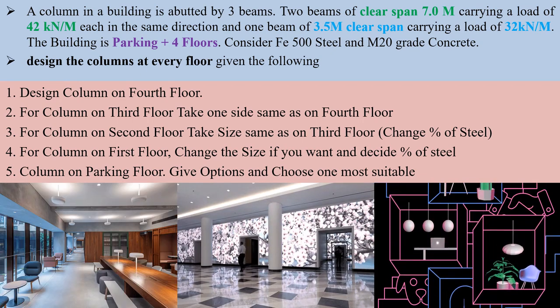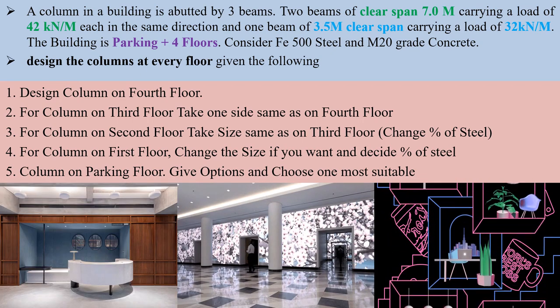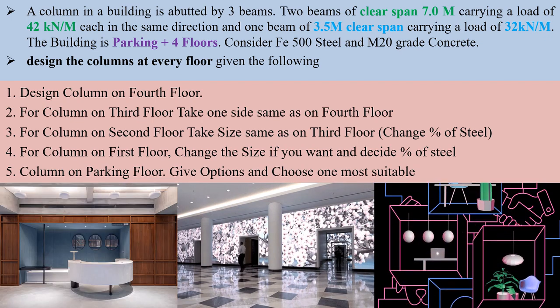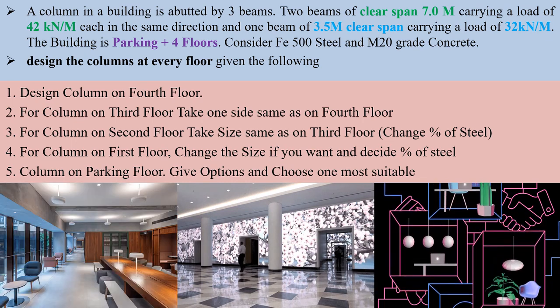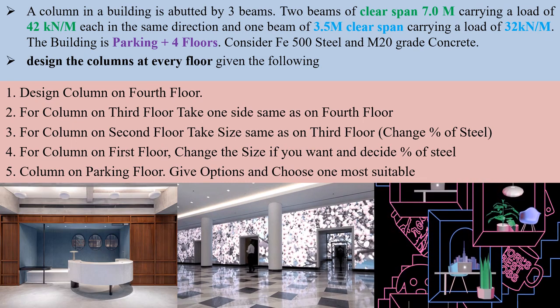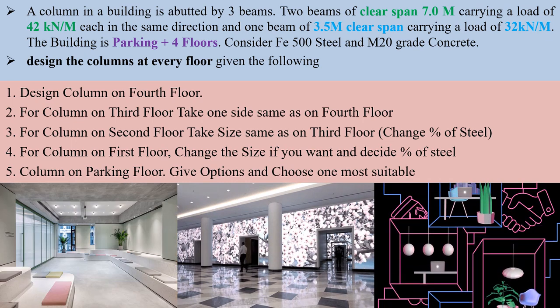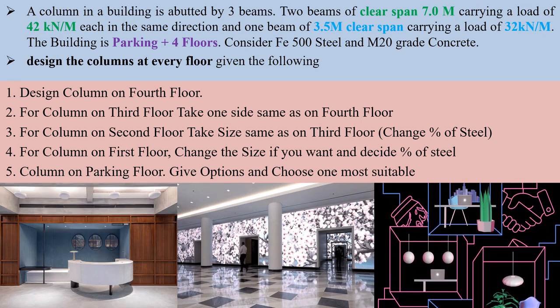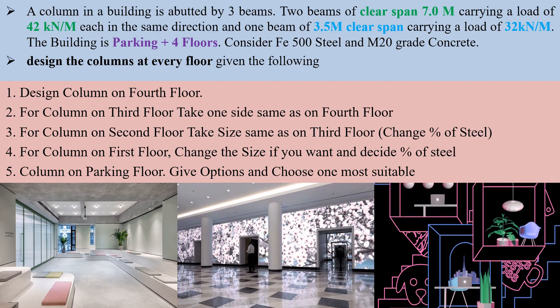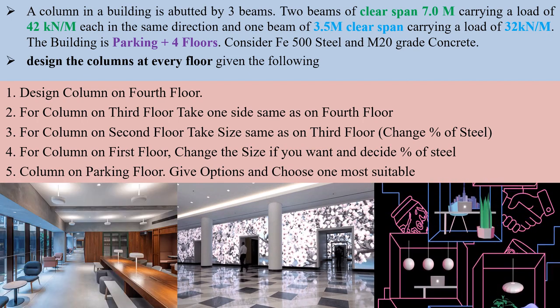Last point, for the column design of the parking floor, we need to give options and choose the most suitable one. Generally, for a parking space or first floor, the client wants to have options. They may ask for square, circular, or rectangular. So in this case also we will go for options, and then choose the best one.